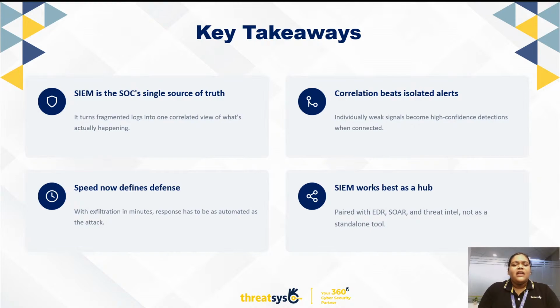Then the second is correlation adds context. Individual events can have limited meaning on their own. Correlating related events can provide a clearer picture of dangerous activity and help produce higher confidence of detection. The third is speed matters. Speed is critical in cybersecurity. The faster dangerous activity is found and responded to, the more opportunity there is to limit its impact.